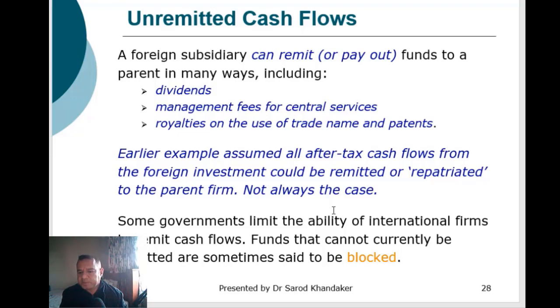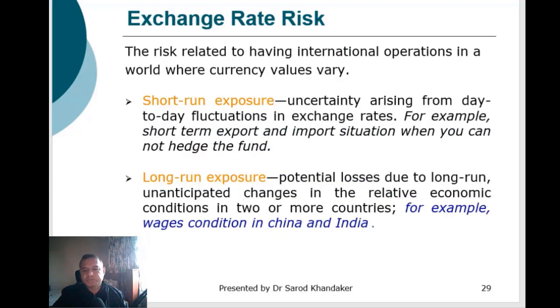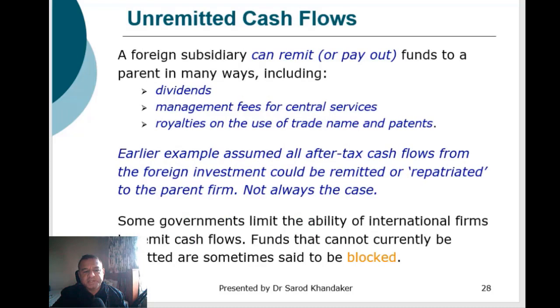However, some governments can actually block it, and then it could be difficult for a subsidiary to pay out the cash amount to the home country, and that's called the risk of sending the unremitted cash flow.